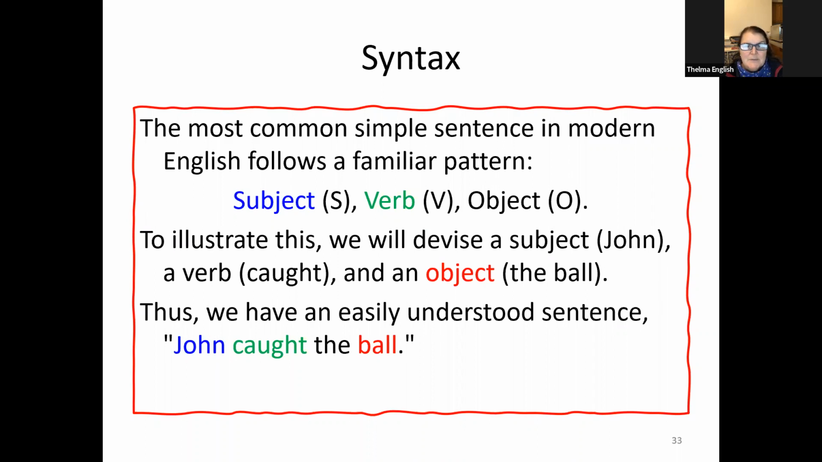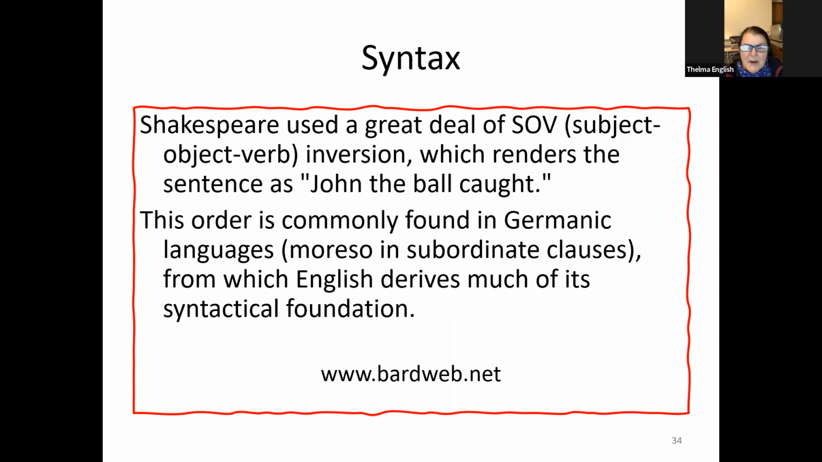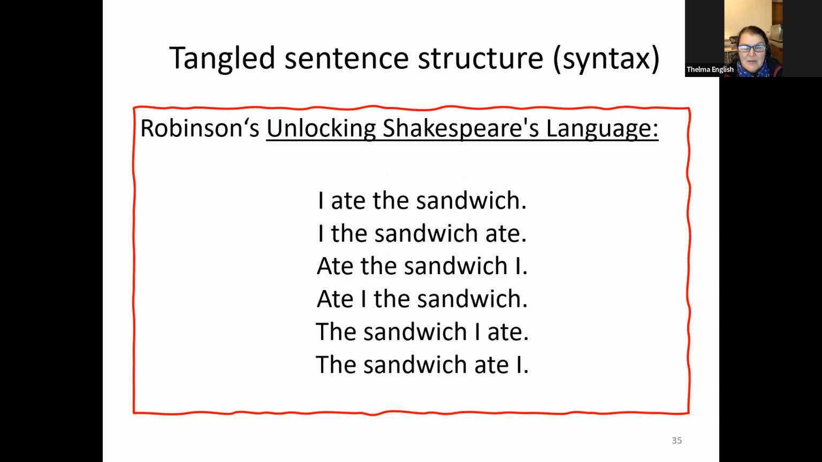Subject, verb, object: John caught ball. So we have an easily understood sentence. John caught the ball. We understand that very easily. Shakespeare used a great deal of object, subject, verb inversion, which renders the sentence as John the ball caught. But it sounds better. The order is commonly found in Germanic languages, more so in subordinate clauses, from which English derives much of its syntactical foundation.